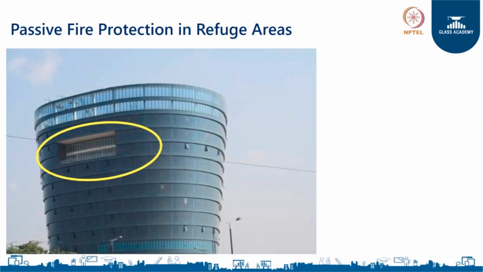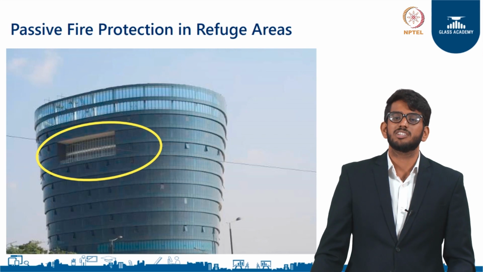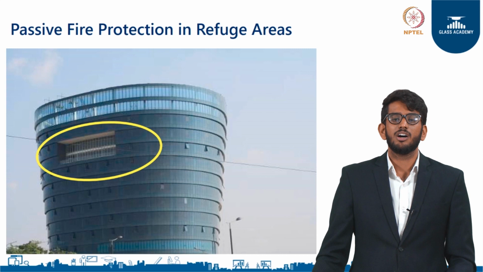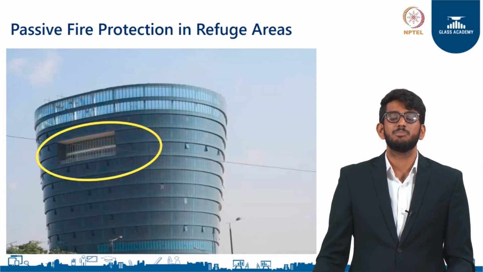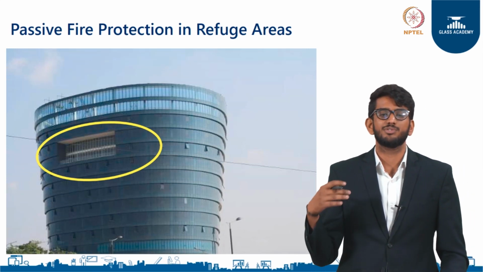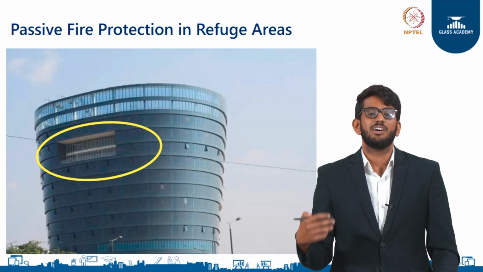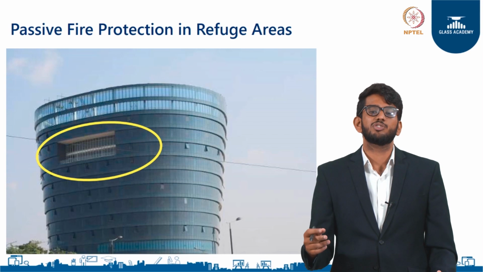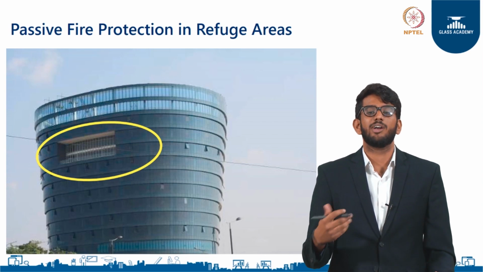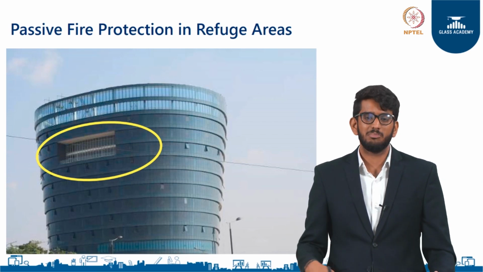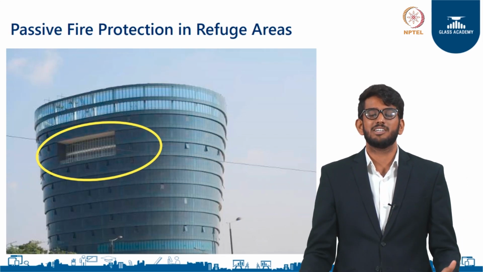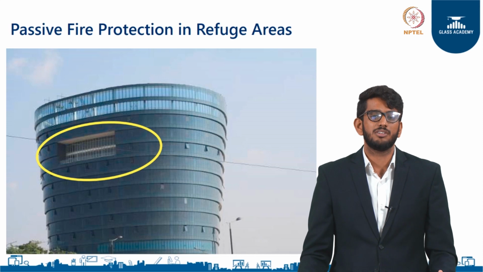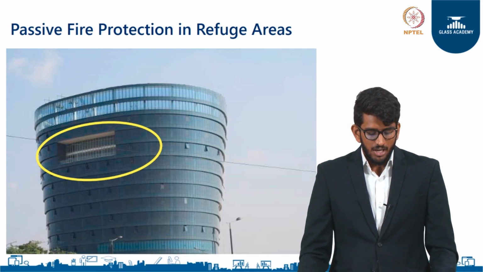Next, I am going to be talking about passive fire protection in refuge areas. A refuge area is that part of a building, especially seen in high rise buildings, where if a fire was to start from the lower floors of a building, evacuation of the people on the top floors will become a challenge. So, it is a general practice to provide open corridors like what you see in the image, where people can come and gather at a place, and then later on they can be evacuated using lifts and cranes.